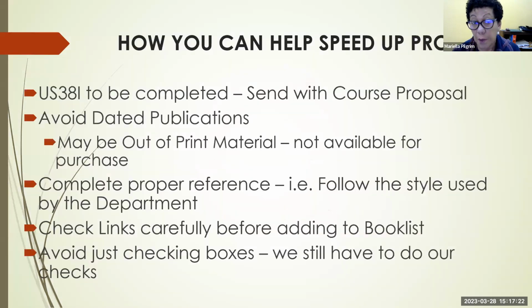So what problems do we encounter really, and what can you do to speed up the process? Many times we just get a course proposal, that's it. We do not get the library form that you are supposed to complete. We do not get a list of publications separately so that we can work with this upfront and quite easily. So we have to send and ask for it, and then it takes some time. It's back and forth, so time is wasted. And as I indicated before, some of the things may be out of print or not available for purchase.